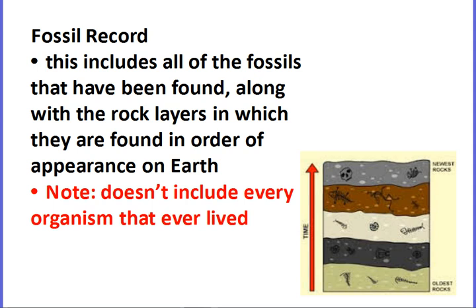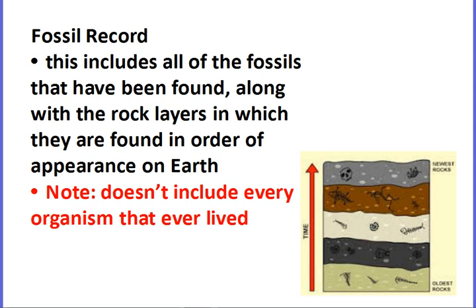The fossil record includes all of the fossils that have been found, along with the rock layers in which they are found, in their order of appearance on Earth. So when we talk about the fossil record, it's kind of a catalog of all of these different fossils, indicating the rock layers that they were found in, which gives scientists an idea of how old they are, at what time period these organisms were alive.